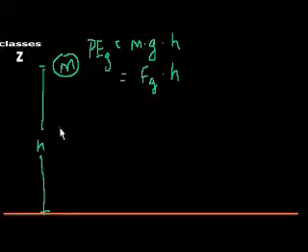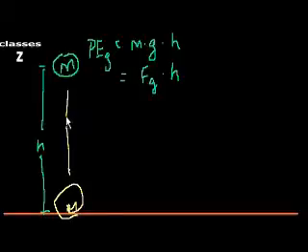Now, if we're talking about work to move something to that position, we always have to think about, well, move it from where? When we talk about gravitational potential energy, we're talking about moving it from the surface of the Earth. And so how much work is required to move that same mass from a height of 0 to a height of h?